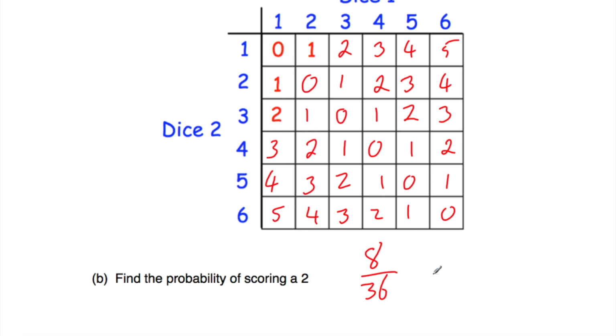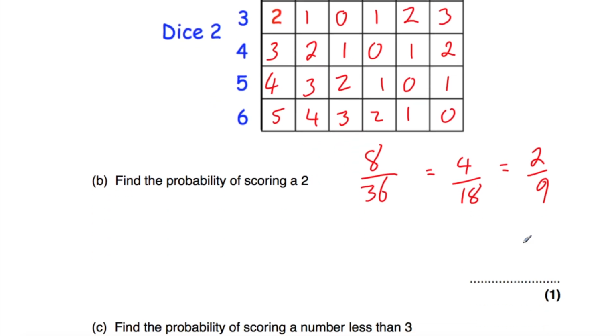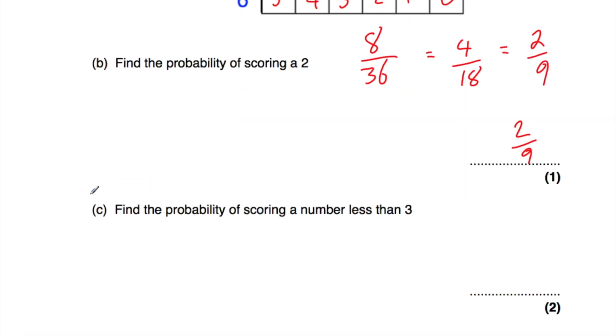Now we could cancel this down. We could divide both of these by 2 to get that's equal to 4/18. And we could actually divide by 2 again to get that's equal to 2/9. And I would probably do that. I'd probably write down the probability of getting a 2 to be 2/9. But in this question, it didn't say you had to cancel it down. So like all the other ones we've looked at before, you could leave it as 8/36. And that's it. Okay, next one, part C.